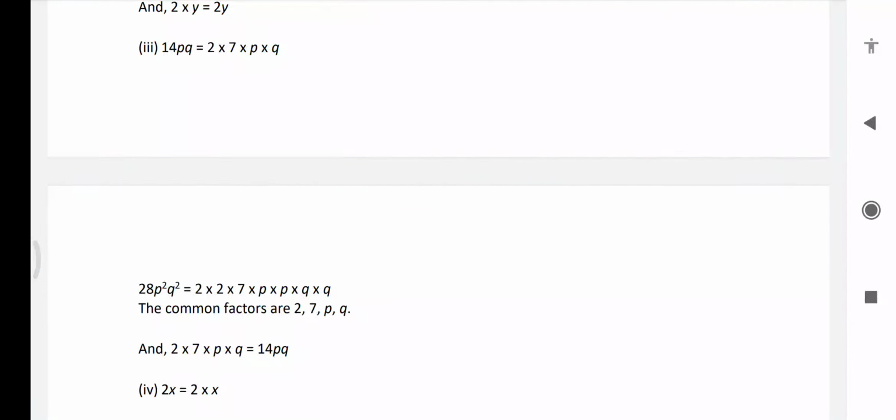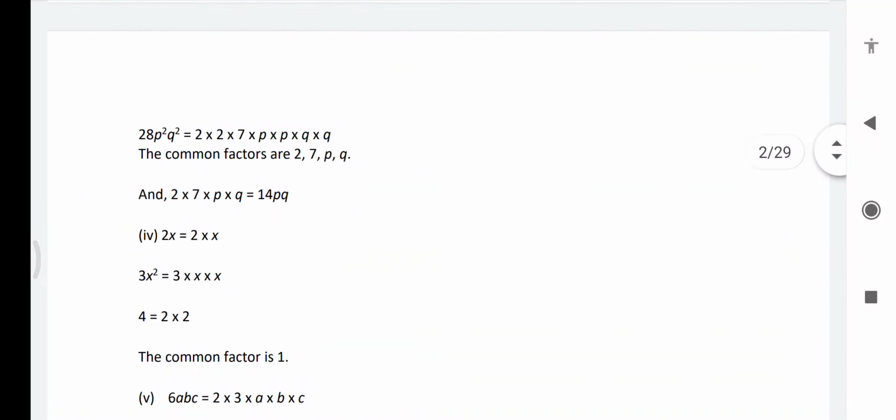14pq and 28p square q square. So 14pq, we can write 2 7 ja 14. 2 is prime, 7 is prime. P multiply q. Now 28. Here is the problem. 7 4 the 28, 14 2 the 28. Okay, but we have to write only prime factors. 2 multiply 2, 4 multiply 7, 28. P square means p 2 times, P multiply p. Q square means q multiply q.